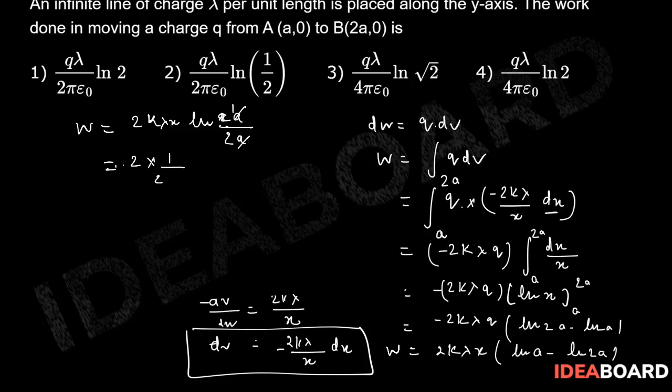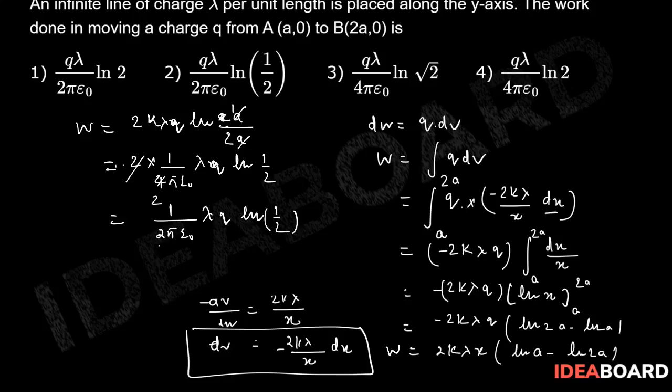So the a will cancel out, and this will be ln of 1 upon 2, and we can put the value of k, which is 1 upon 4 pi epsilon naught. So we get 1 upon 2 pi epsilon naught lambda q into ln half. This should be the right choice. So option number 2 will be the right answer, correct?